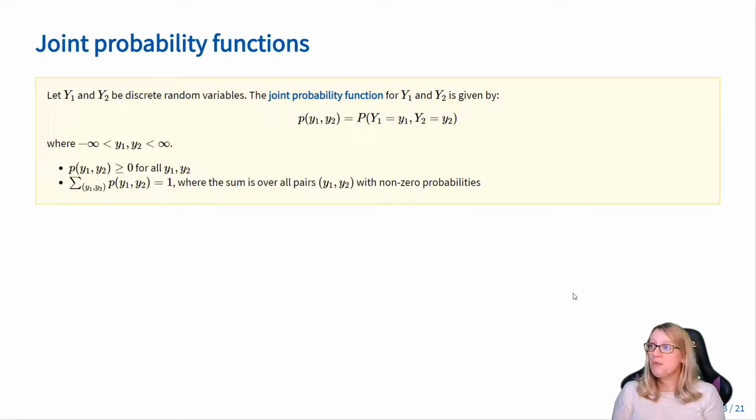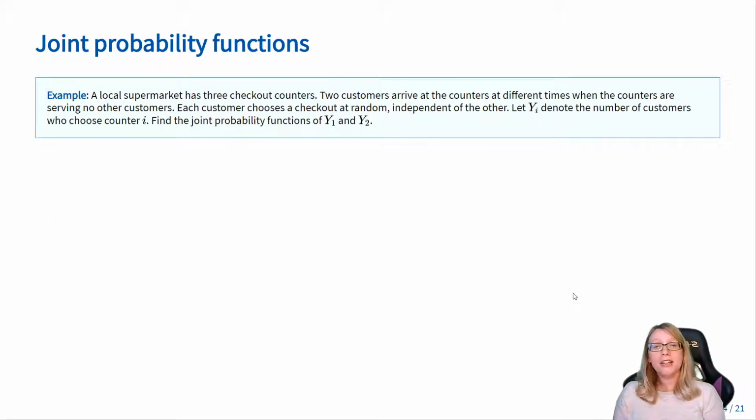Like other probability functions, we do have some restrictions on these. So first, the probability function must be greater than or equal to 0 for all y1 and y2. In the case of a discrete probability mass function, it must also be less than or equal to 1. Because this is a probability mass function with discrete random variables, the sum over all pairs y1, y2 with non-zero probabilities must be equal to 1. So let's take a look at an example.